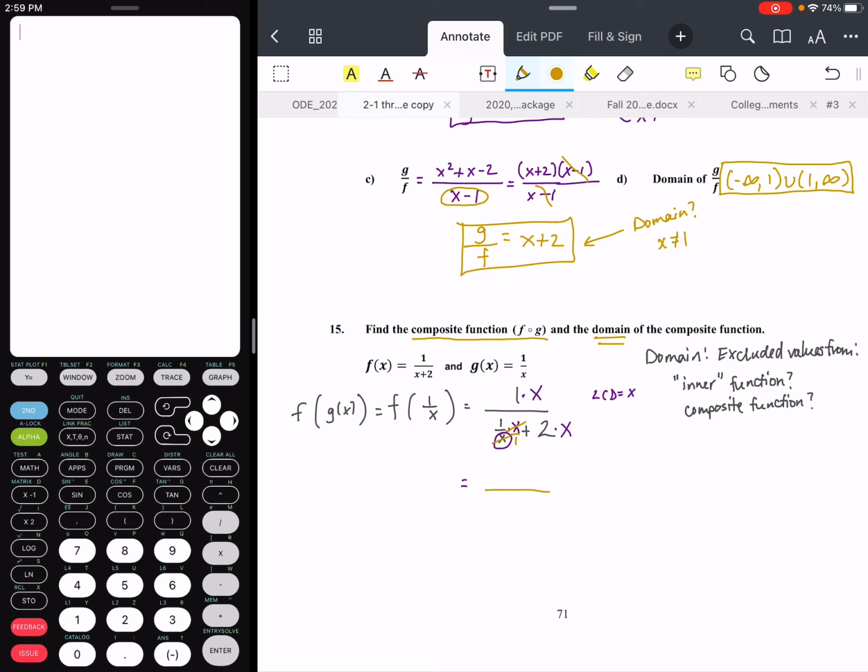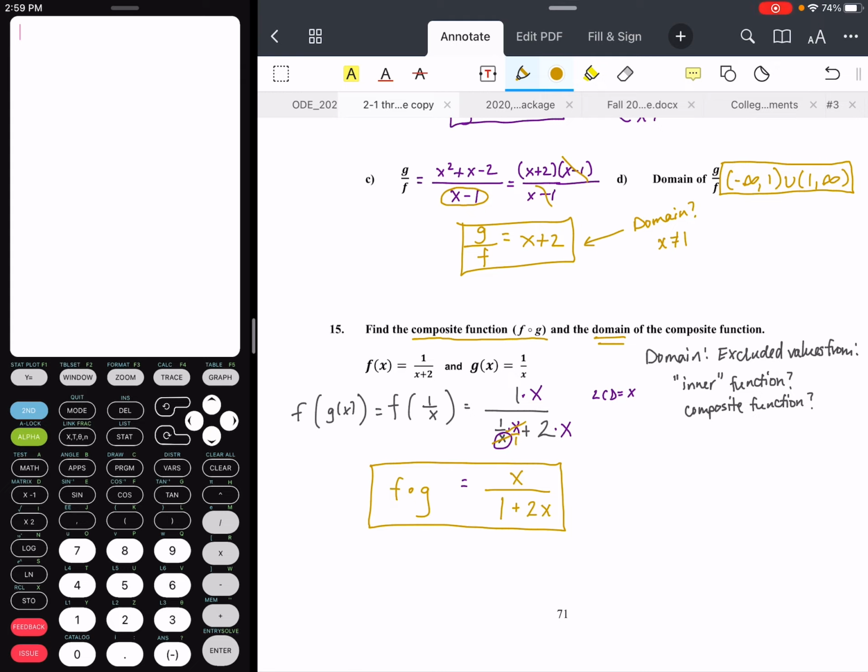So up in my overall numerator of my bigger fraction, I have 1 times x, which is x. In the bottom left, now I just have 1 over 1 since the x is canceled, so that's just a whole number 1. And then I have plus 2 times x, so 1 plus 2x. So my f of g function equals x over 1 plus 2x.